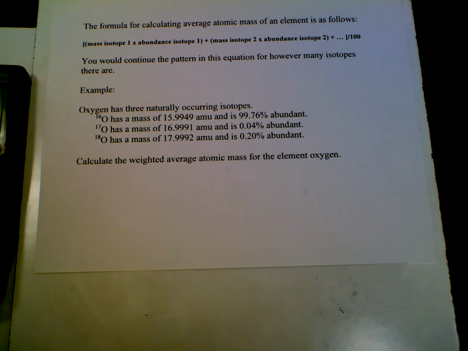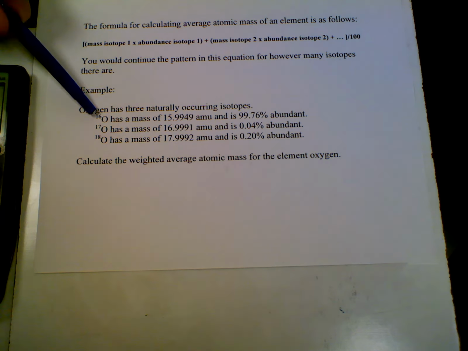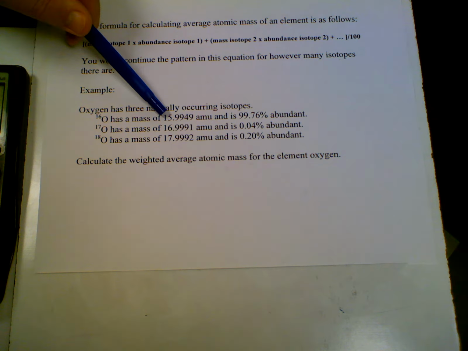So how do we get a weighted average? That's what this calculation is about. How would you think about that? Well, the way to think about it is to get the mass of the isotopes. We see right here, oxygen has three naturally occurring isotopes. The most abundant by far is oxygen 16, and it has a mass of slightly less than 16.